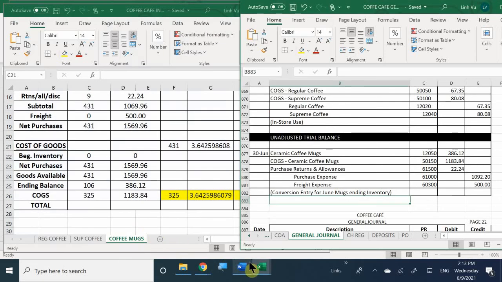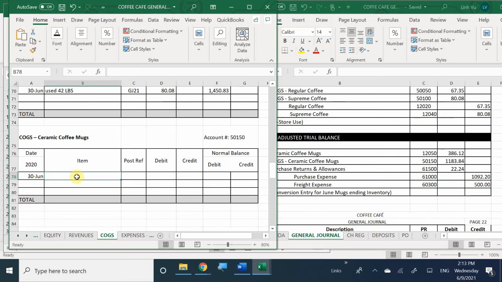And I put in June. Okay. General Journal 21. Debit for 1183 and 84 cents. $1183.84. Yes. When everybody's caught up, we're going to go to operating expense.